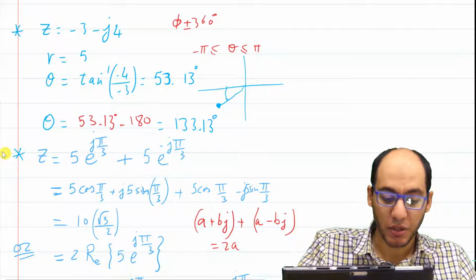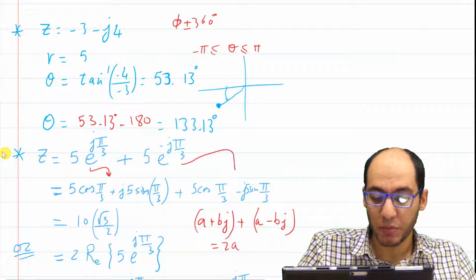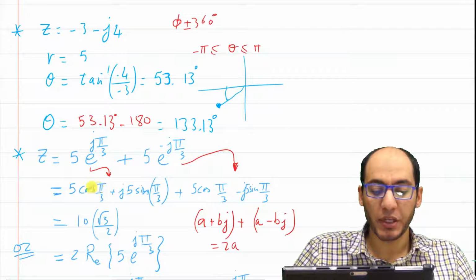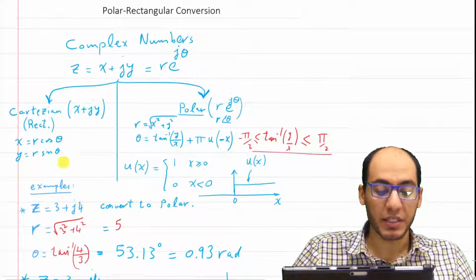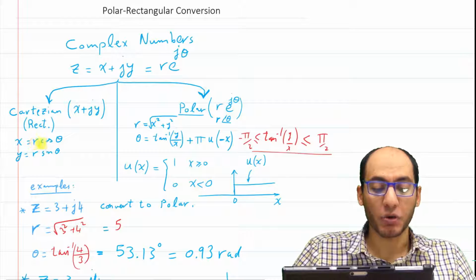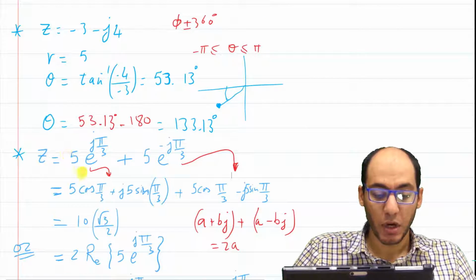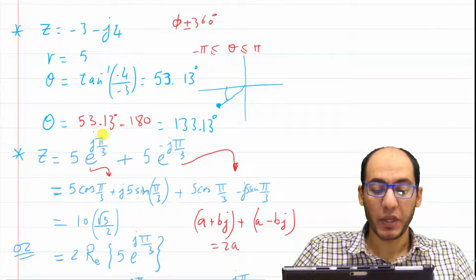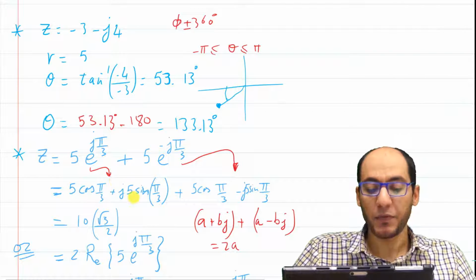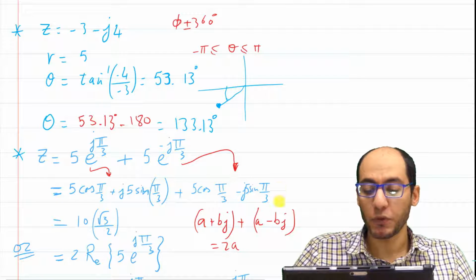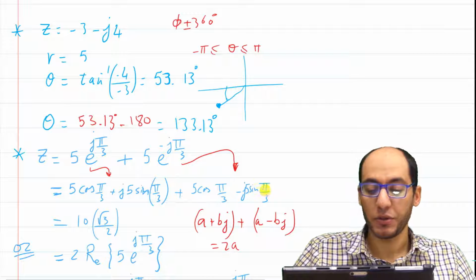And this becomes the first number. And the second number, you do the same thing as well. Okay? So that's the x. How did I get the x? The rule says x equals r cosine theta. Let's have a look at r. R here is 5. Theta is pi over 3. So 5 cosine pi over 3. And here 5 sine pi over 3. That's the value of the y. And the same goes for the other number.